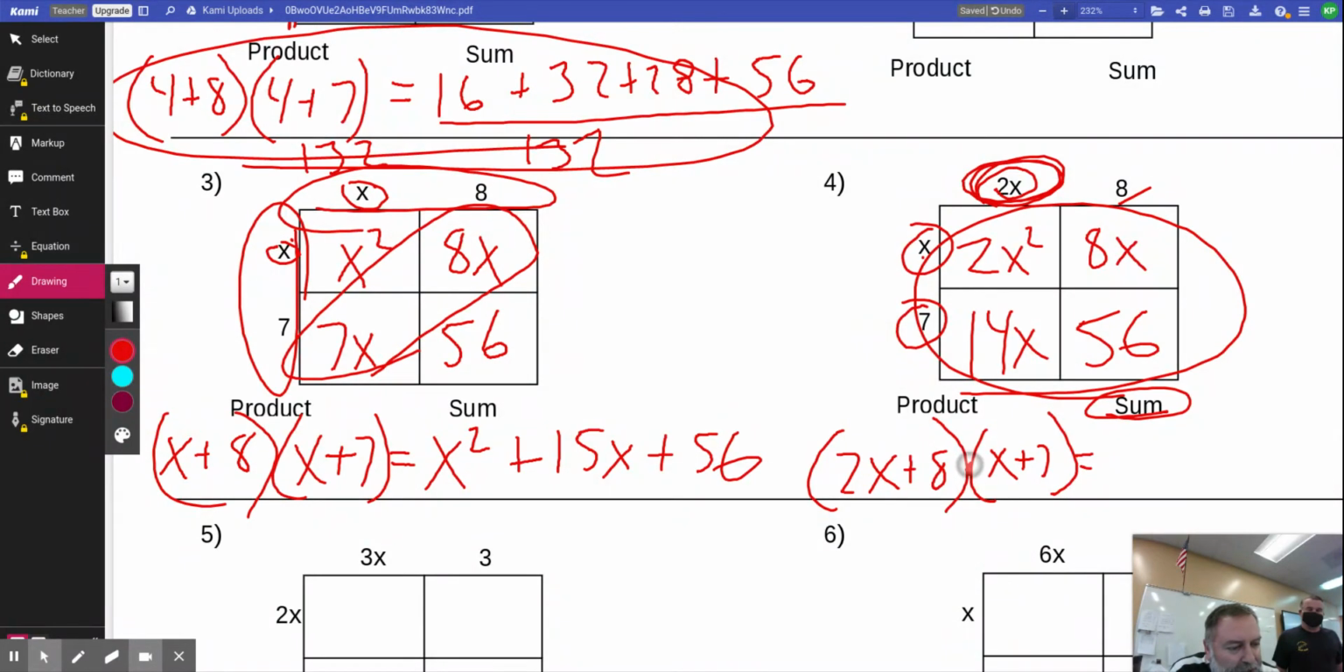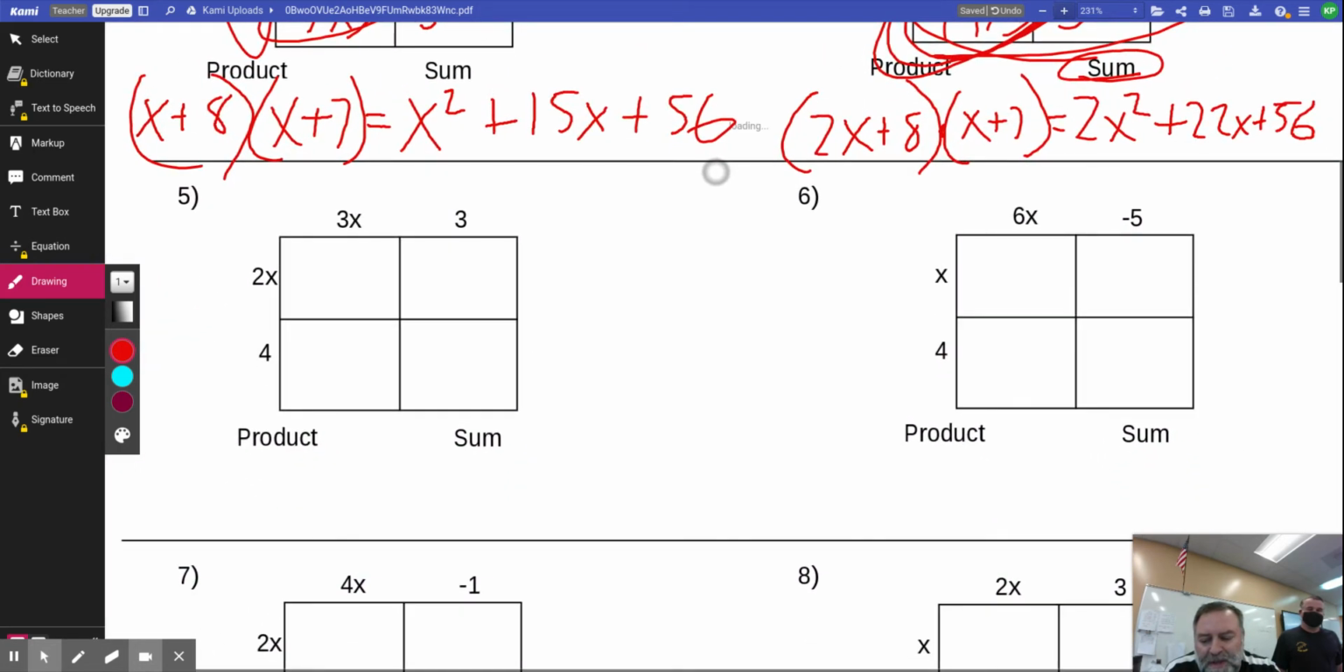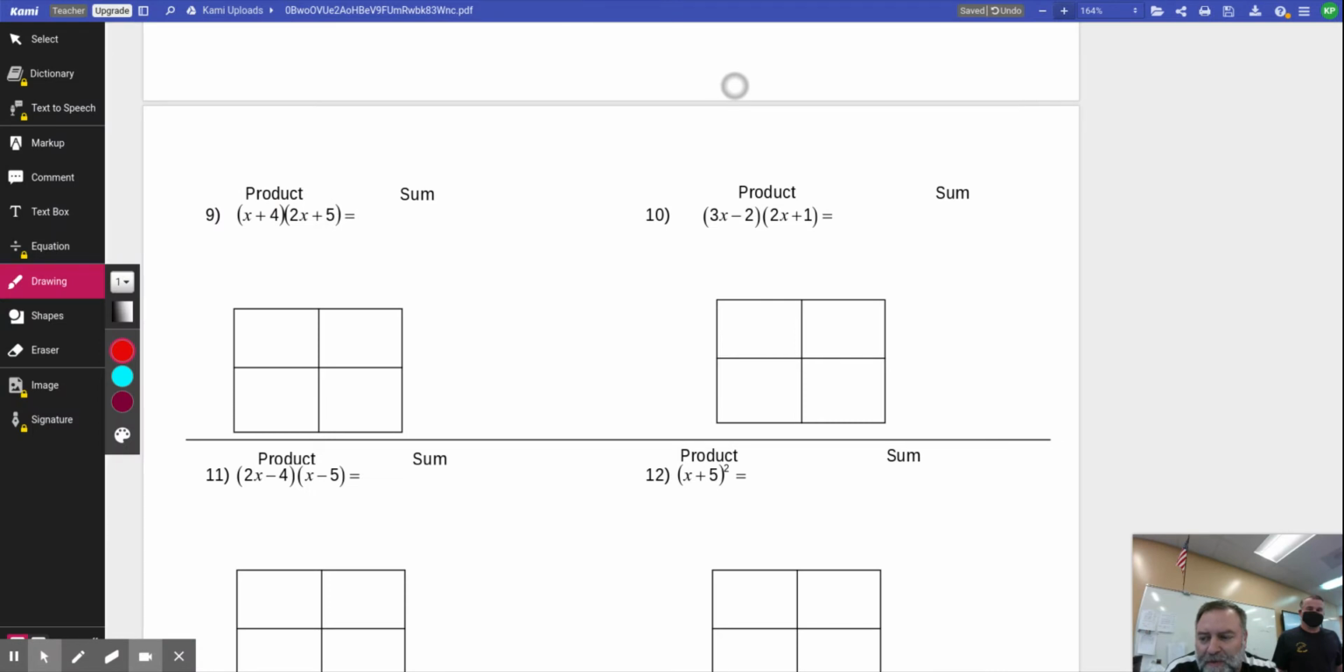This is the product. So 2x squared plus, combine like terms, 22x plus, run out of room, 56. Now these are all very similar. Watch out for the negatives, but this is the goal for us right here.